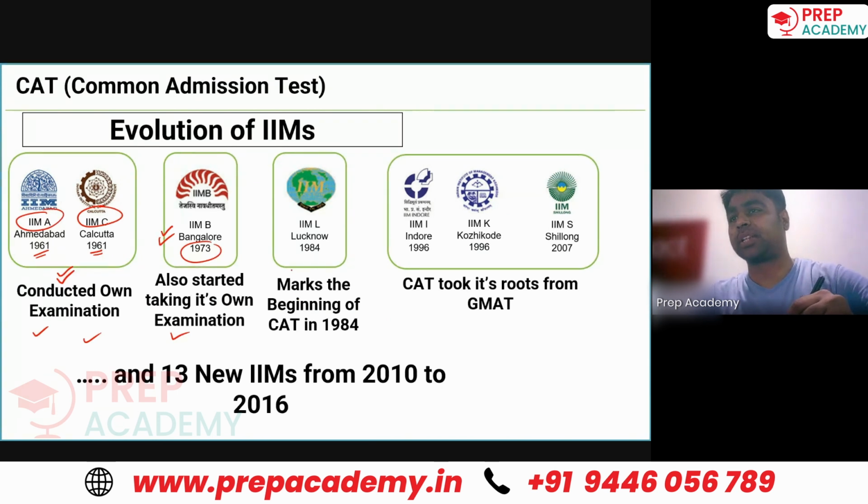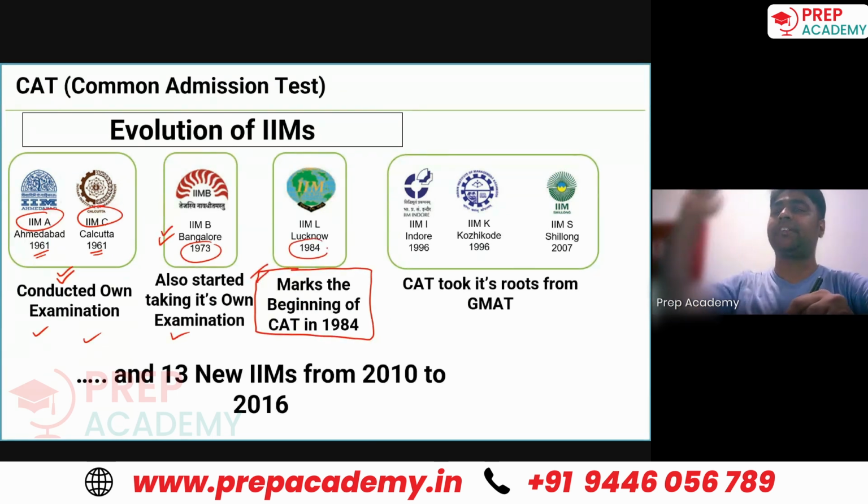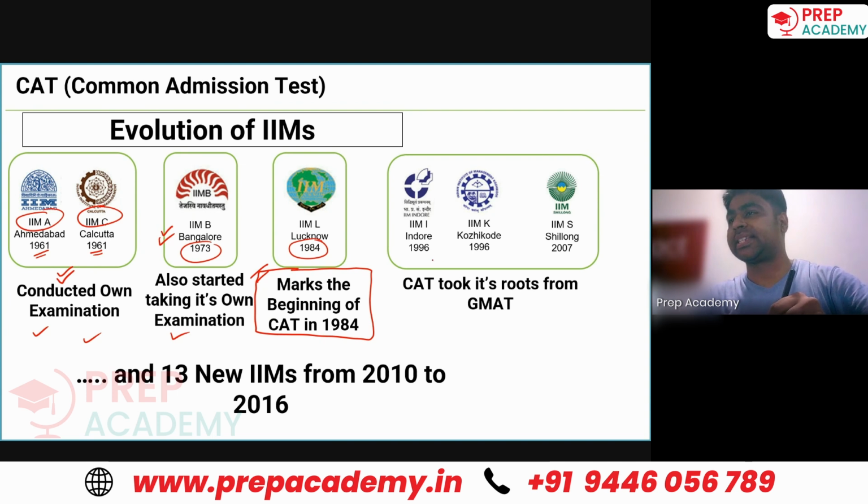Then comes IIM Lucknow. Because IIM Lucknow was a baby IIM of that time, in the year 1984, the three ABC IIMs said that we will help you out in conducting the examination, as you don't have the correct sources as of now. And that is the first time the term common admission test was coined, in 1984, when ABC tried to help Lucknow. Then in 1996, IIM Indore and IIM Kozhikode came.